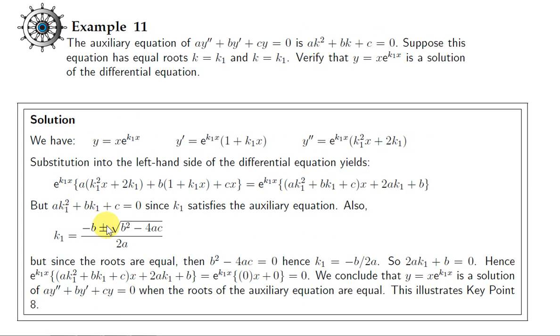Also, we know that a root of the auxiliary equation looks like this. This is just the formula for solving the quadratic equation. And as we saw earlier, since we just have one root, then b squared minus 4ac is 0. So we get minus b over 2a. So k1 is actually minus b over 2a, as we saw before, and we can rearrange this to multiply both sides by 2a, and we see that 2a k1 plus b is 0. So this part is 0 also, so we have 0x plus 0, so the whole thing is 0. So that proves that x e to the k1x is indeed a solution of the differential equation.